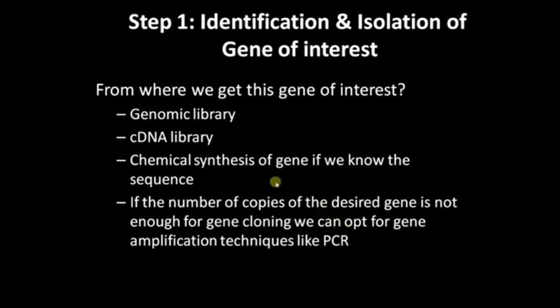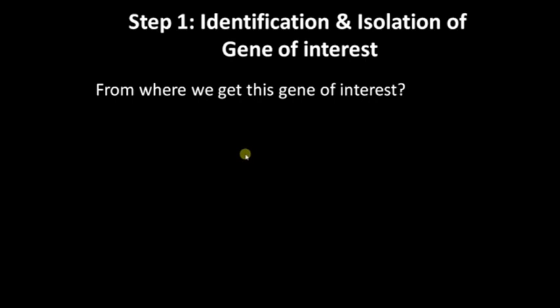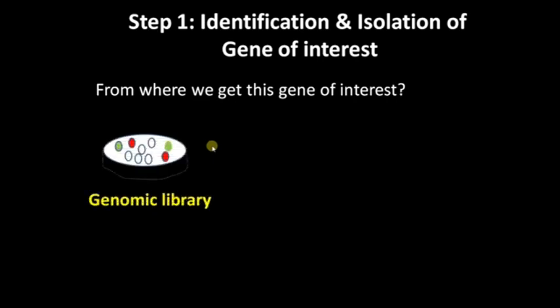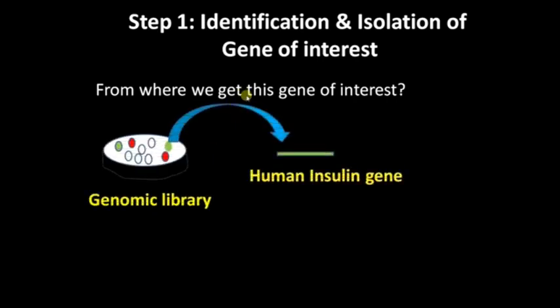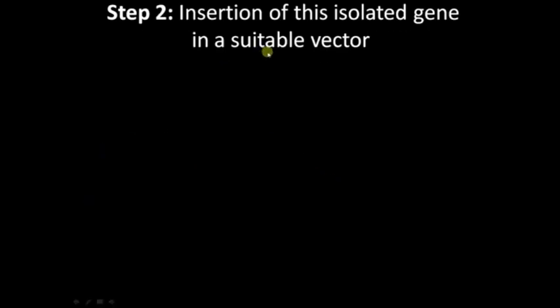So in order to understand all this concept, let us take an example. Here we are going to introduce human insulin gene in bacteria. Step 1. From genomic library, we have taken human insulin gene. As I mentioned, genomic library is a source from where we get our gene of interest. Now, step 1 is I have taken human insulin gene from genomic library. Step 2, I need to insert this desired gene, that is the insulin gene, into a suitable vector.